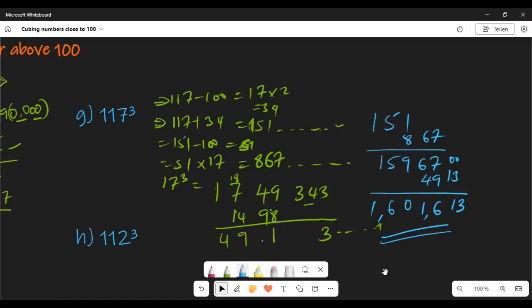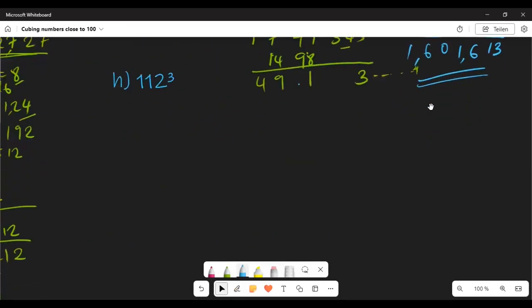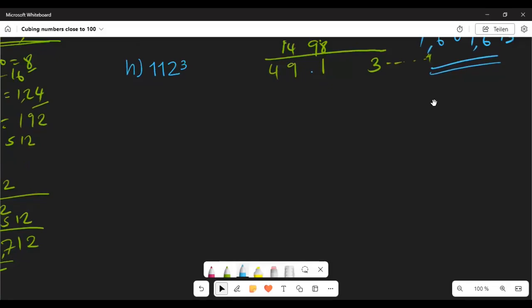Let's do the last one, which is quite easy. Now, you see, now we don't need the calculator. We just need to add stuff up. So how do we do this one without? So we say the difference between, we're going to say here 112 minus 100. We have 12.